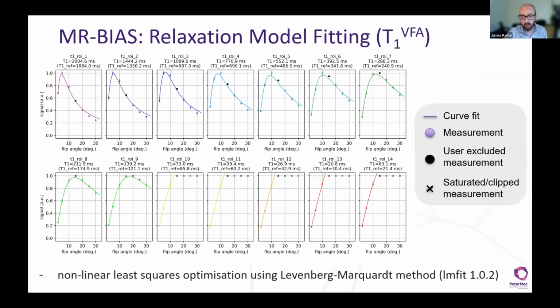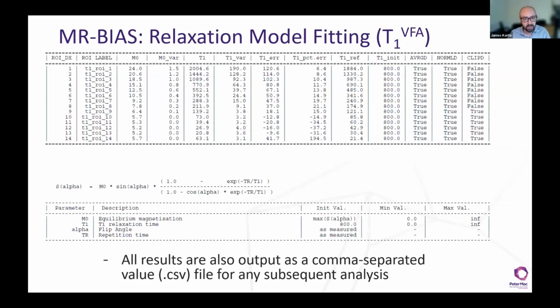You might notice as well on there that we've got some other indicators. You can exclude measurements if you don't want them included in that fit. And then also sometimes due to not setting up your scan quite correctly, you might end up with saturated or clipped values as well. So we have some automated detection of that as well that you can turn on and off.